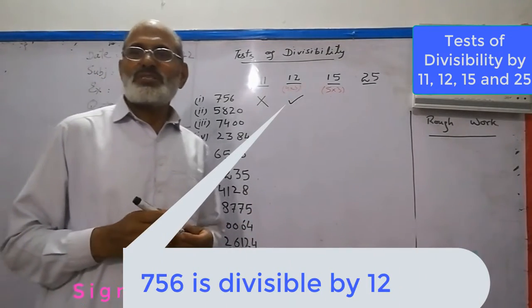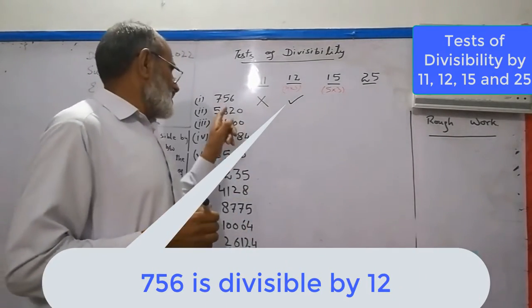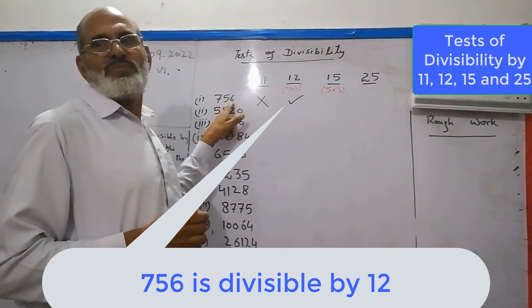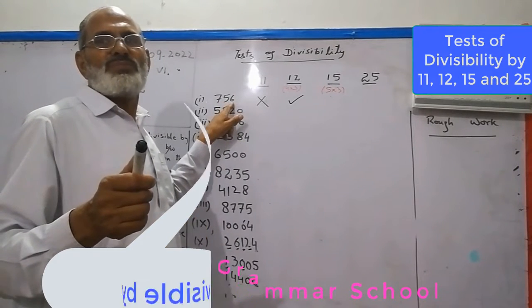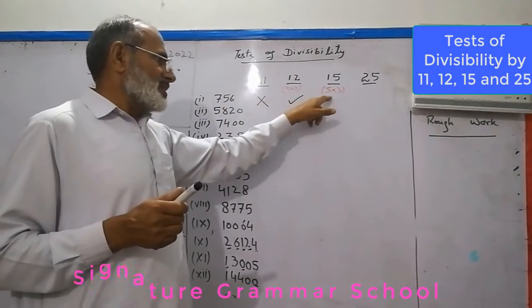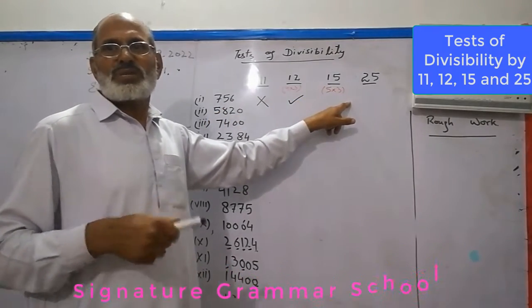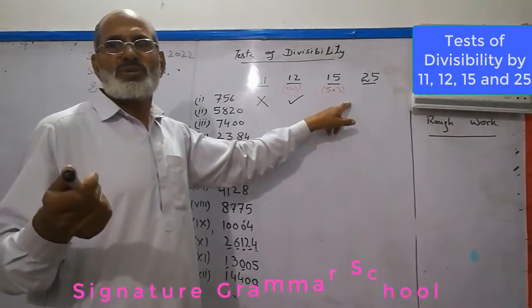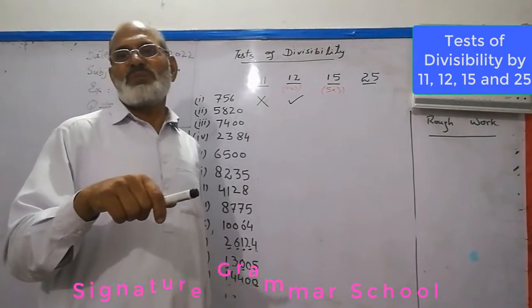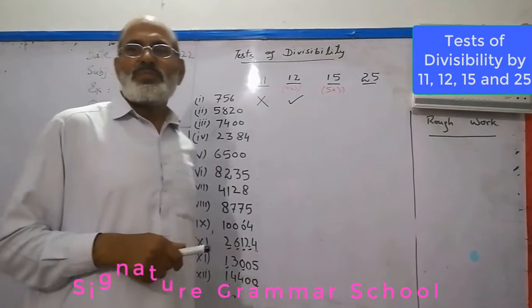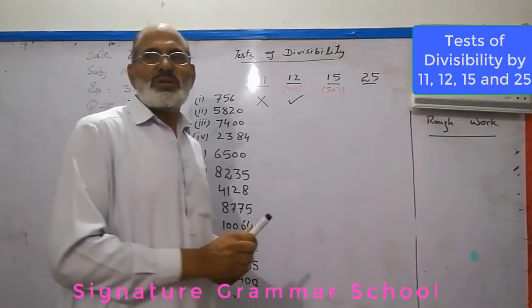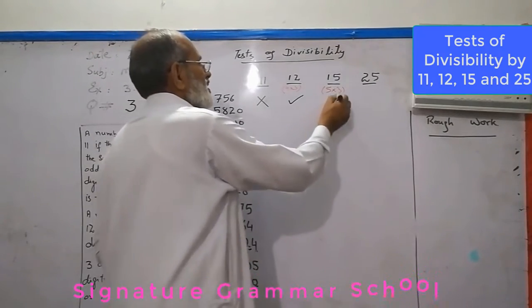For 15, it's not divisible by 15. Because if there is 0 or 5 at the end, that value will be divisible by 5. The first condition is that the value is divisible by 5, and the second condition is that the same value is divisible by 3. Then that value will be divisible by 15. So this value doesn't meet the first condition. Therefore, it's not divisible by 15.